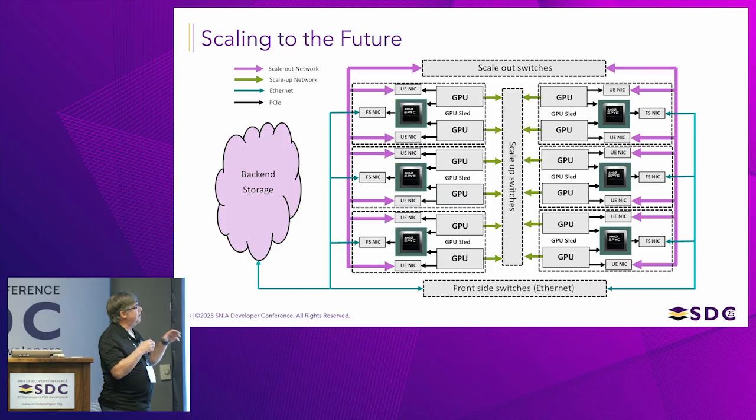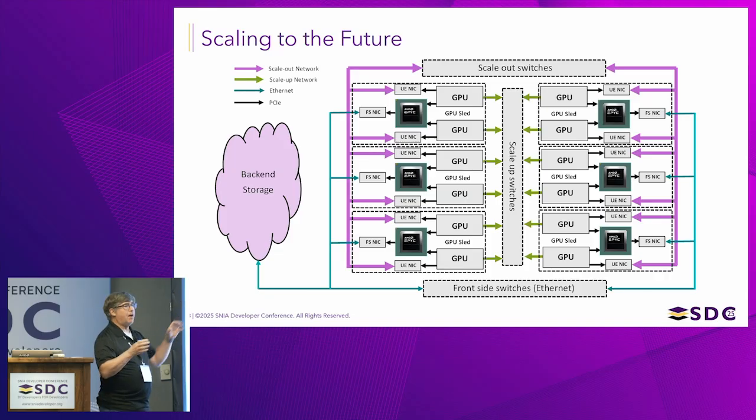The question was about the scale-up. One interpretation of the scale-up network was the network in the rack that ties the GPUs together. Right now that's pretty much true, but if you start thinking into the future, a rack can only hold so many GPUs, and there are people talking about thousands of GPUs within a pod. That would span multiple racks. So the scale-up is really the network that ties the GPUs together in a memory coherent manner.